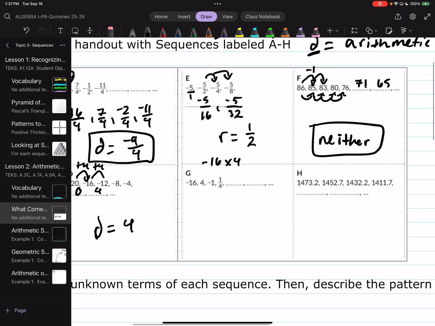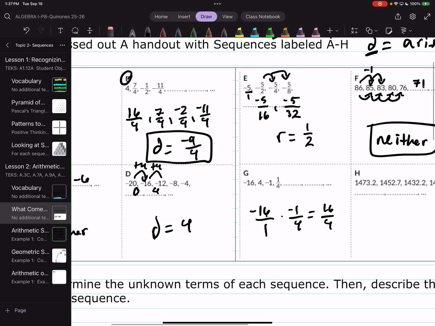Negative 1 over 4? Let's try it. Negative 16 times negative 1 over 4. Okay? Negative times a negative is a positive. So 16 times 1 is just 16. Okay? And then 1 times 4 is 4. 16 divided by 4. We actually talked about that in part B. What do we get? 4. So far, this trends. Negative 1 divided by 4.